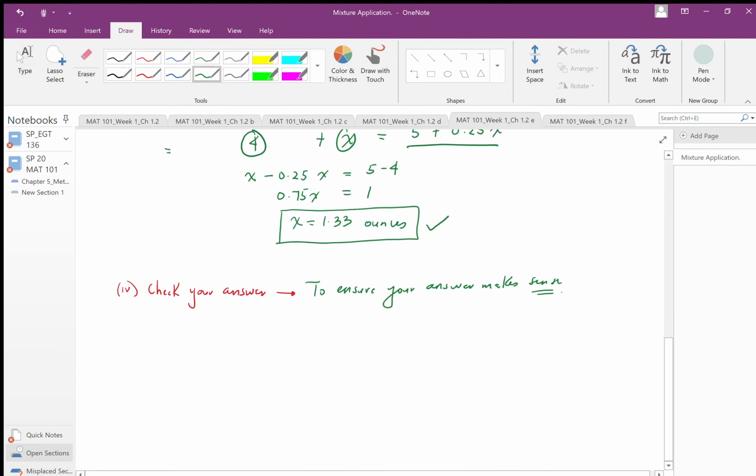Now again, check your answer to make sure this is so, because if the right-hand side is not equal to the left-hand side or vice versa, our value that we found as a solution would not be true. Okay.